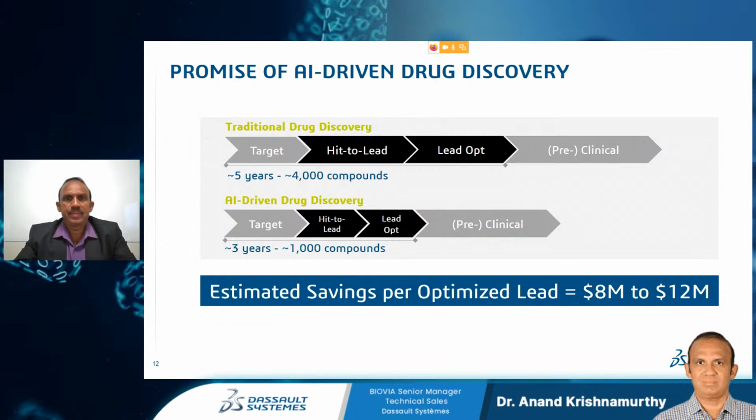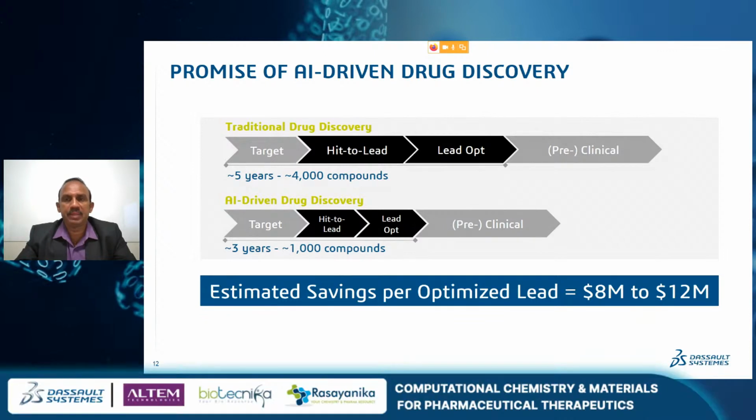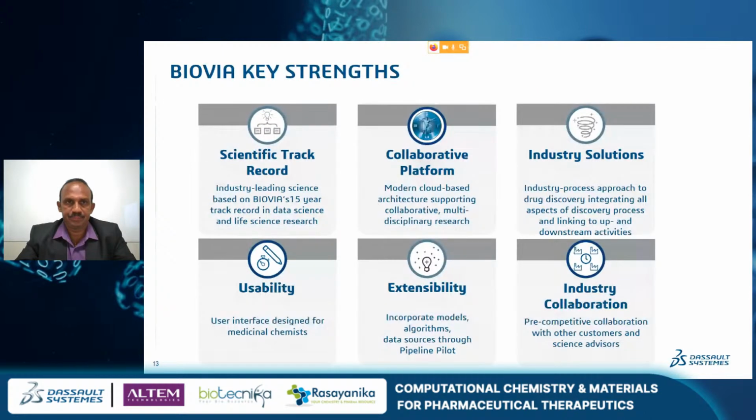The benefits, the value, if you see, the traditional drug discovery approximately takes 5 years to discover a compound, which actually spans across 4,000 compounds which are synthesized. And AI-based drug discovery approximately is 3 years, and which takes around 1,000 compounds that needs to be synthesized. It should be much less than that. I will give you some of the examples as we go on in the discussions following this. So the estimated savings per optimized lead may be across from 8 million to 12 million respectively.